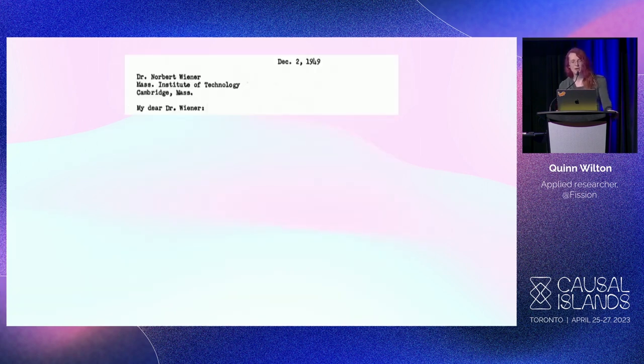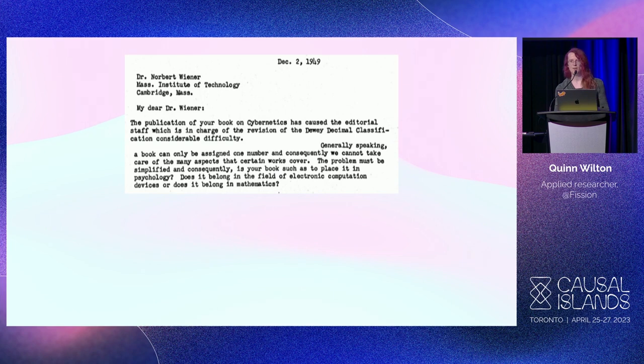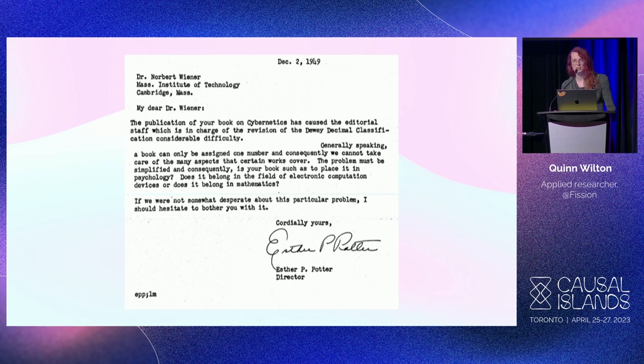And I'm reminded of a letter sent by the Library of Congress to one Dr. Norbert Wiener in 1949. My dear Dr. Wiener, it begins, the publication of your book on cybernetics has caused the editorial staff, which is in charge of the revision of the Dewey Decimal Classification, considerable difficulty. Generally speaking, a book can only be assigned one number, and consequently, we cannot take care of the many aspects that certain works cover. The problem must be simplified. Is your book such as to place it in psychology? Does it belong to the field of electronic computation devices, or does it belong in mathematics? If we were not somewhat desperate about this particular problem, I should hesitate to bother you with it.